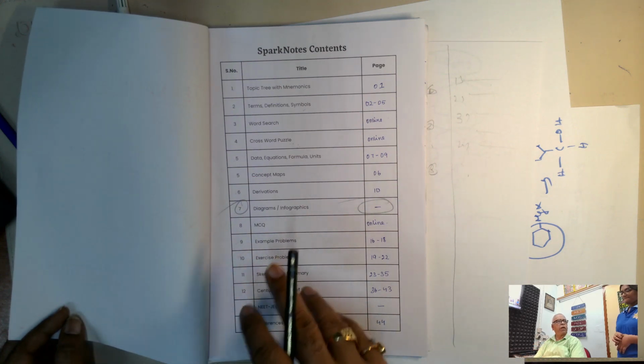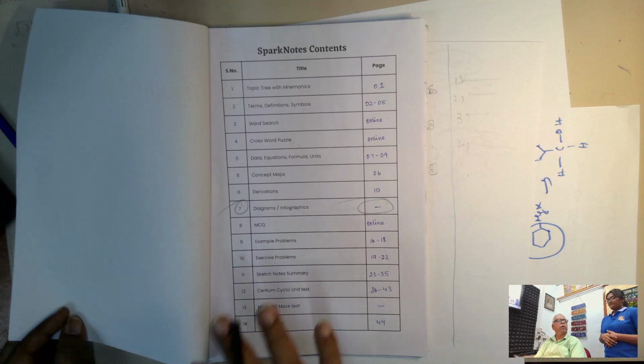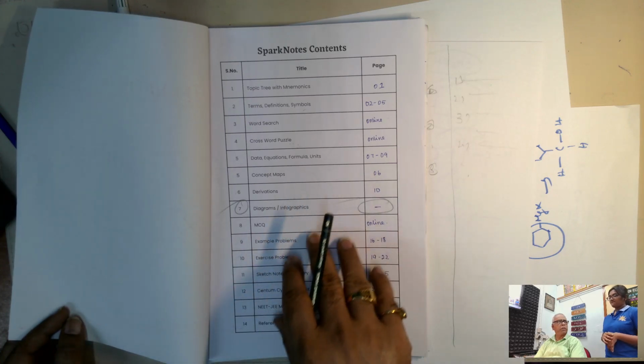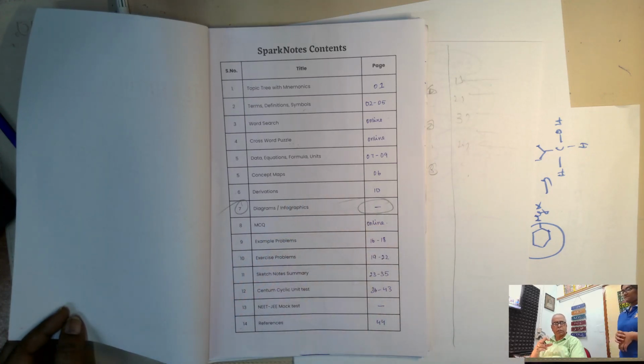If it is a 5 marks question, 5 out of 5, they will not give. Why are they not giving? Because you would have missed some points. So in that case, this concept map will be very useful. How to develop the concept map?